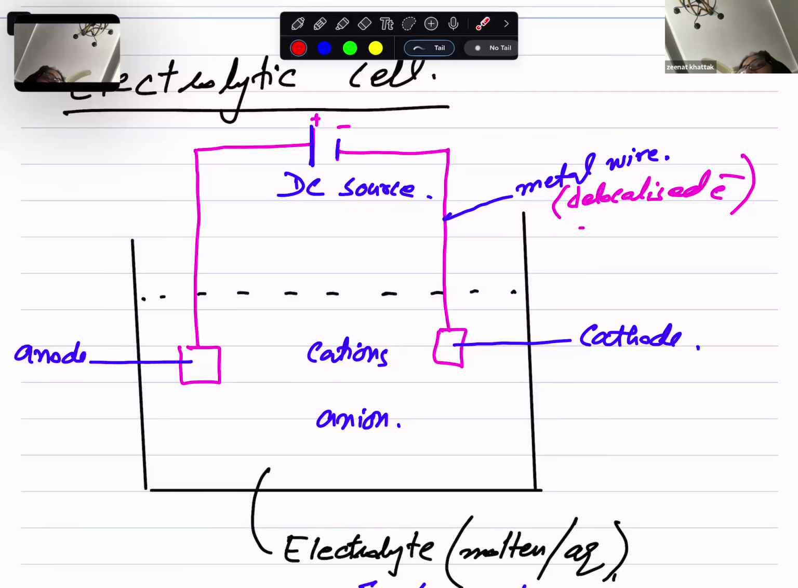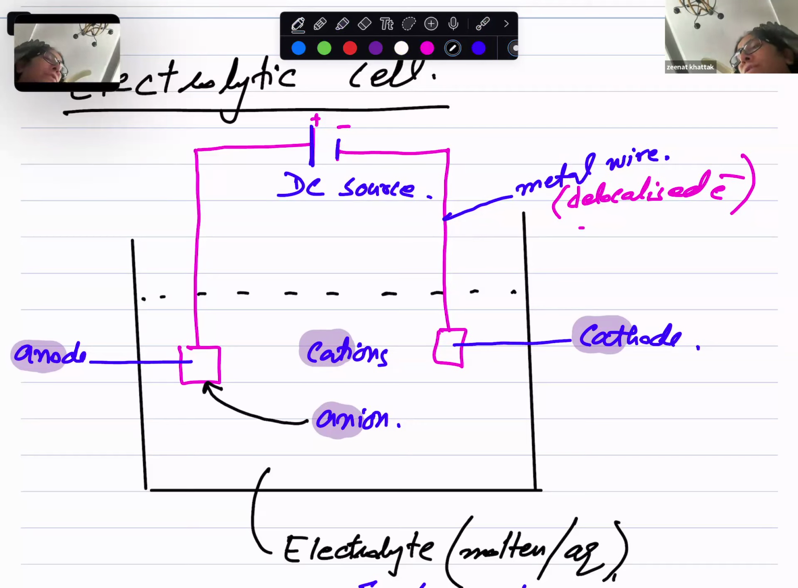You know what happens? The first point. This is a cation. It moves to the cathode. CAT and CAT. It's a deliberate act. Cation moves to cathode. Anions move to anode. Look what is happening. Anion goes to anode. Anion loses electrons, gets oxidized. The anion, which is negative, moves to the anode, which is positive.